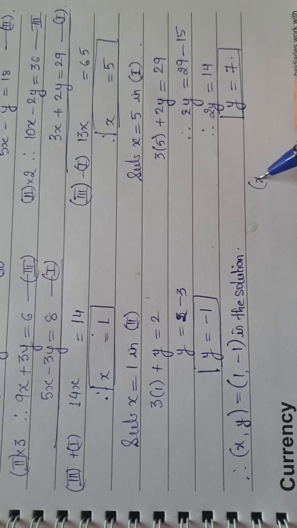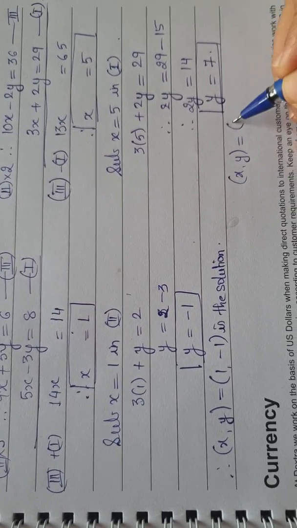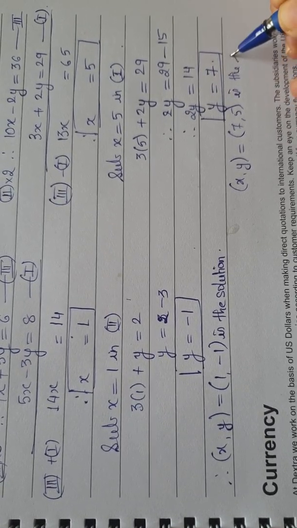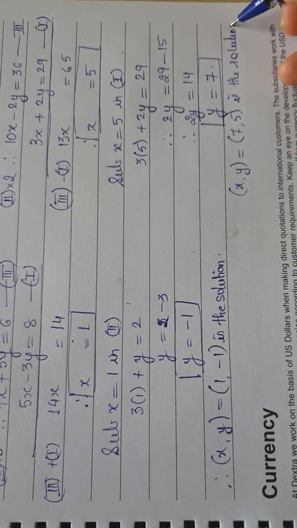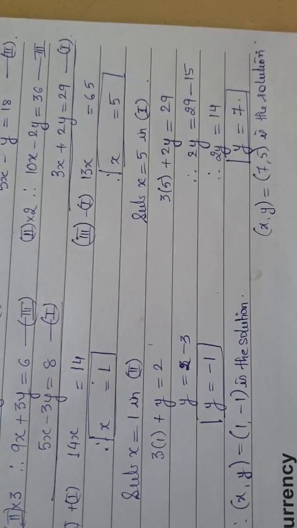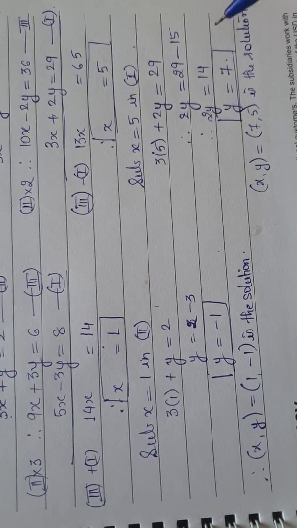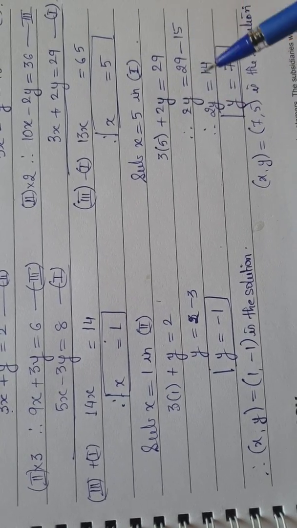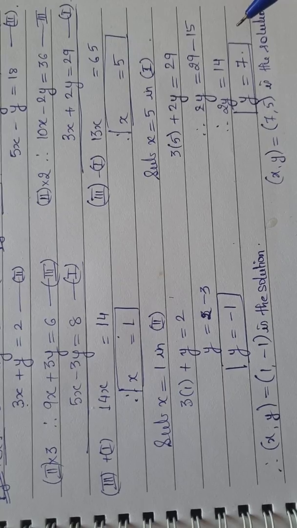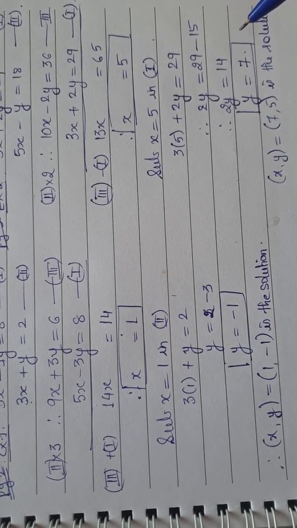So the solution x comma y is going to be 5 comma 7, the solution of the given simultaneous equations. So this is how we are going to solve the first exercise. The fourth example, which is there in the third example, is activity based, which you can solve by yourself. And now I'm going to start with exercise 1.1.